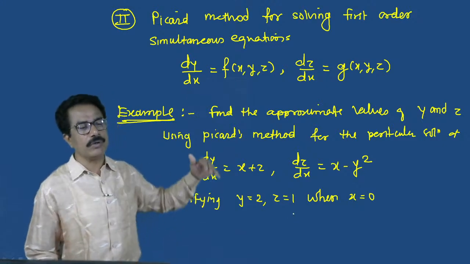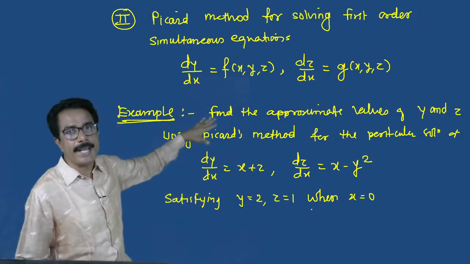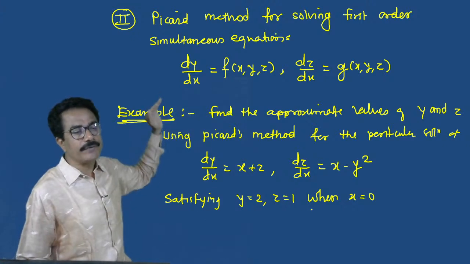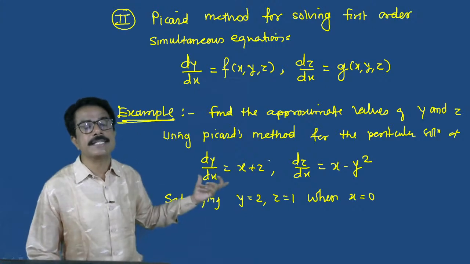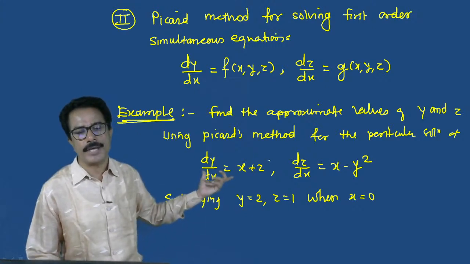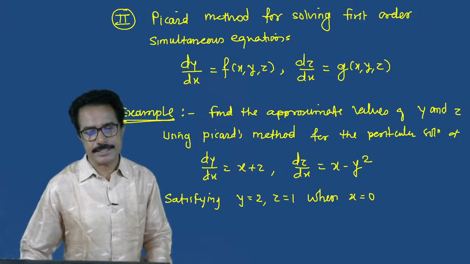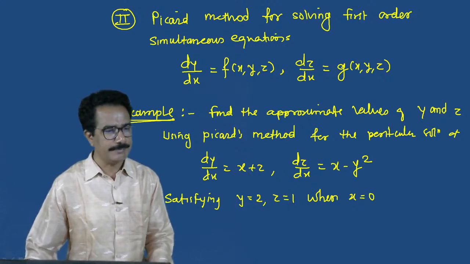Then we have to find the approximate value of y and the approximate value of z by using Picard's method. These are simultaneous differential equations, okay. So we have to solve this by Picard's method.